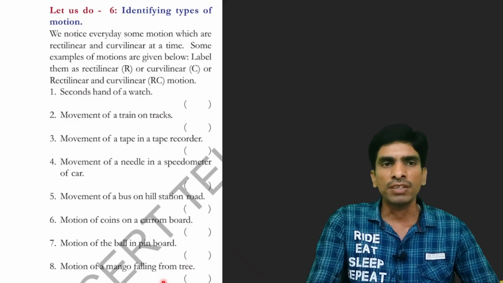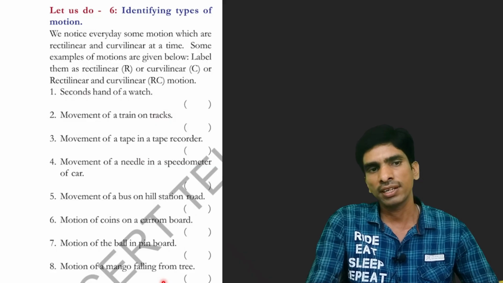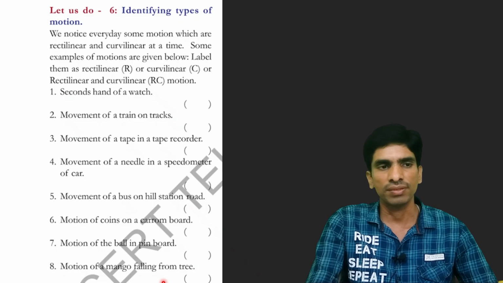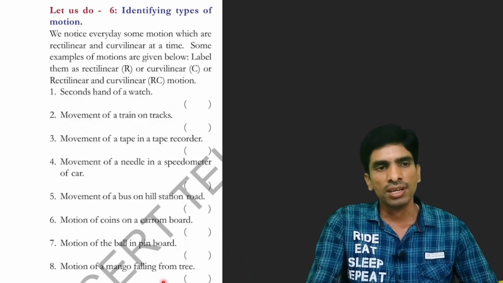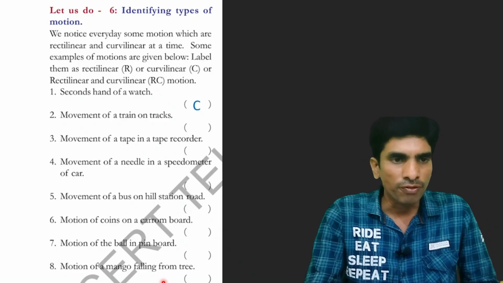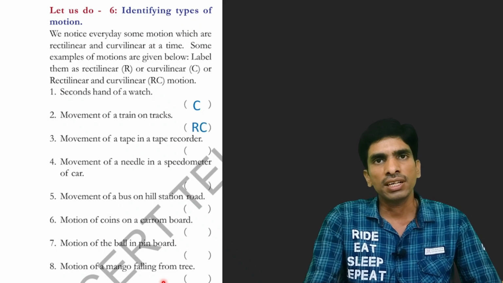We have to identify the types of motion. If it is rectilinear, indicate with R; curvilinear, indicate with C; and if both rectilinear and curvilinear, we indicate with RC. Seconds hand of a watch. It is a curvilinear motion. Movement of a train on the tracks. It is rectilinear and curvilinear, RC.